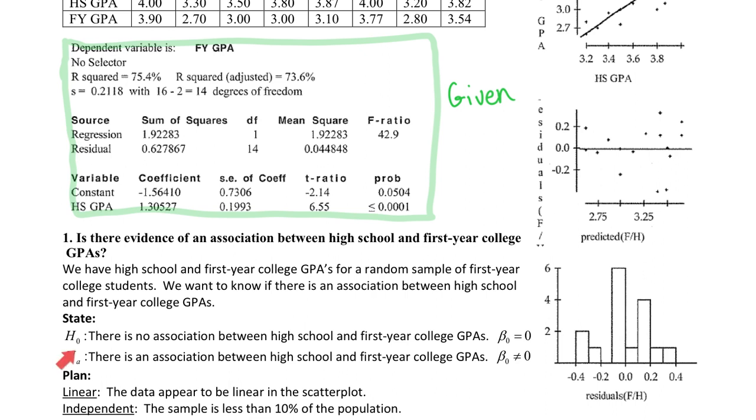So here's our state. Let's look at our null hypothesis. There's no association between high school and first year college GPAs. In other words, the null slope is equal to 0. The alternative: there is an association between high school and first year college GPAs. In other words, the slope is not equal to 0. This should really feel like we're bringing everything together that we've done. You can see we've put our null in words as well as a numeric equation, and a numeric inequality.